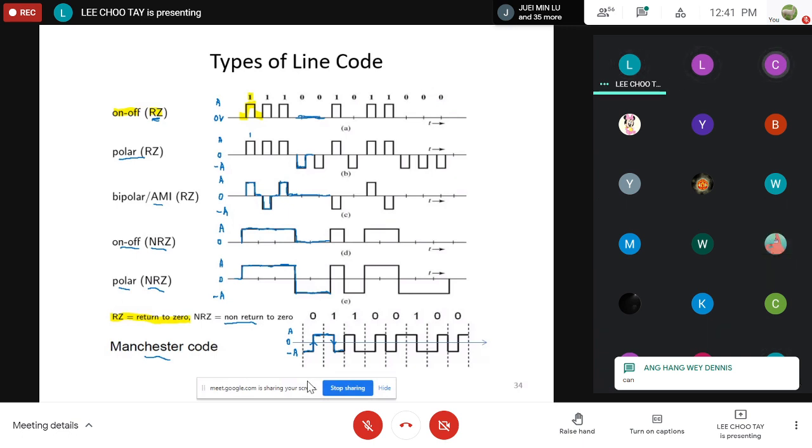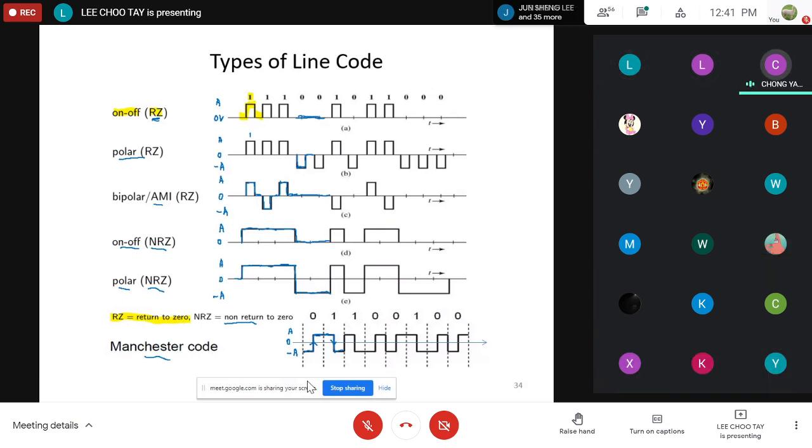Yeah, you can actually explain the bipolar for the RZ one. I am kind of confused about the waveform, because the waveform is like one up and one down, like that. But I actually simulated this waveform with the polar one, and I found that it's kind of not right. Polar and bipolar are not the same.